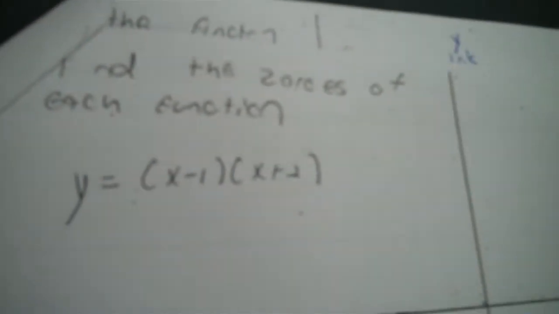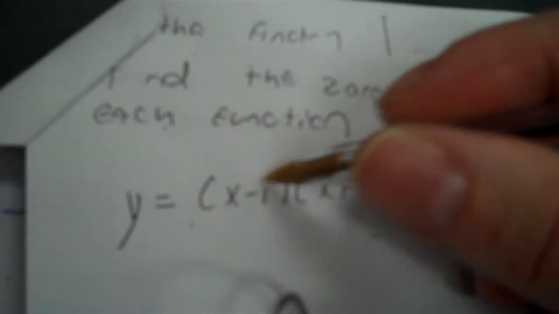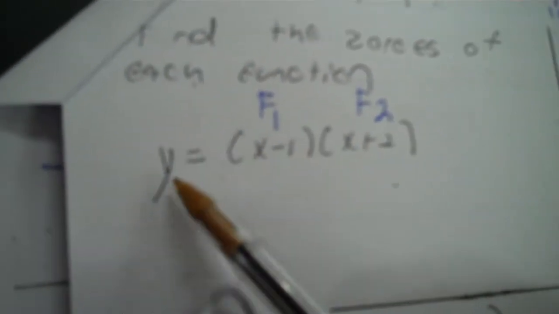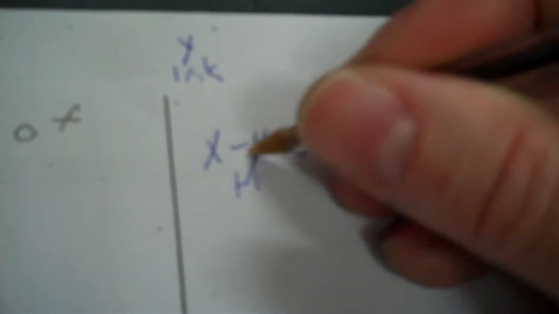Okay. Then the last part, or last two parts, these are easy. Find the zeros of each function. All this is, it's in factored form. This is f, this is f2. You've got to find the two values for x that make the y equal to 0. It's very easy. X minus 1 could equal 0, or x plus 2 could equal 0. So plus 1, so I get 1. 1 is a 0. Minus 2, negative 2 is a 0. And that's all you do. 1 and negative 2.